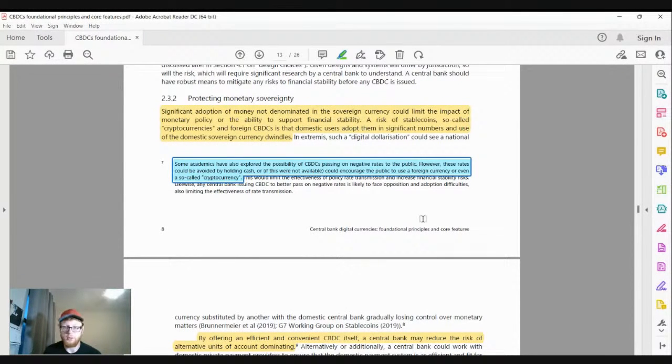And so a risk of stablecoins, so-called cryptocurrencies, and foreign CBDCs is that domestic users adopt them in significant numbers and use of the domestic sovereign currency dwindles, right? And so basically, the U.S. losing the world reserve currency status in a way, right? And so basically, people are not using dollars anymore or in this form of CBDCs, and they're going to other currencies for whatever reason.